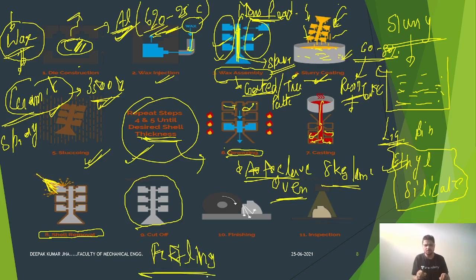Now fettling is a process, sorry, there's a spelling mistake, wait, let me just use an eraser over here. So this is basically the fettling process, right? Now we have already discussed in our previous class what fettling is. Fettling is basically a cleaning up of the casting.